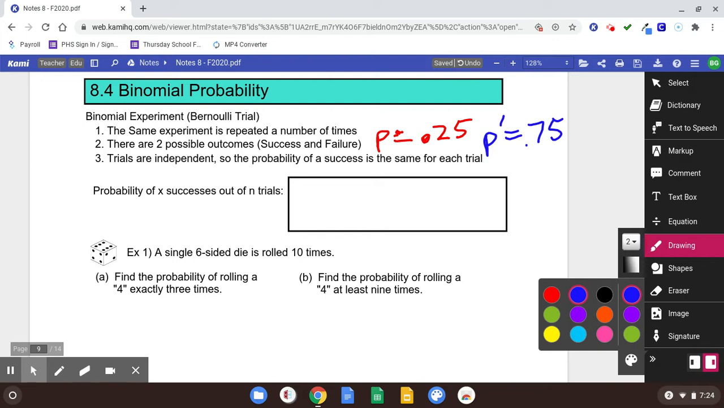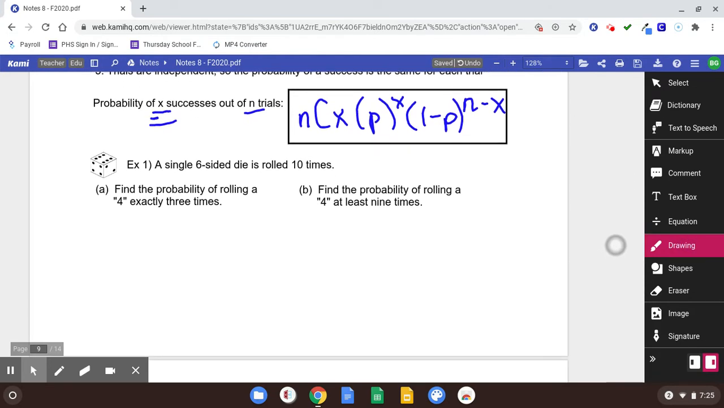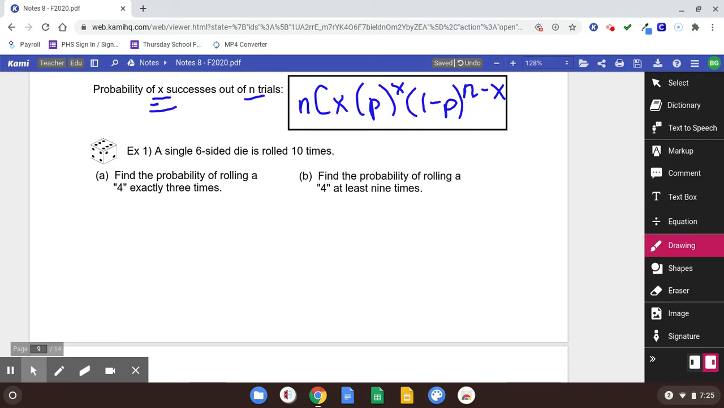So they've got a formula, and this formula looks a lot scarier than it is. With X successes out of N trials, you're going to have nCx times that probability to the X power, and that's just however many successes there are, times 1 minus P, or not P, to the N minus X. So this looks really scary, but it's not that bad at all, and it's going to repeat itself over and over and over again. You'll get the format here when we see an example.